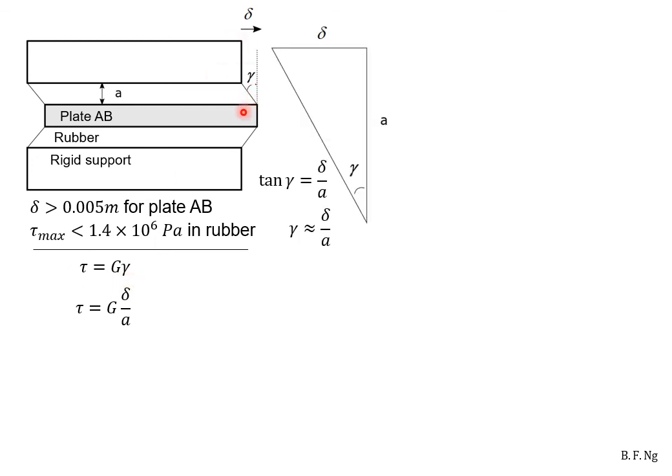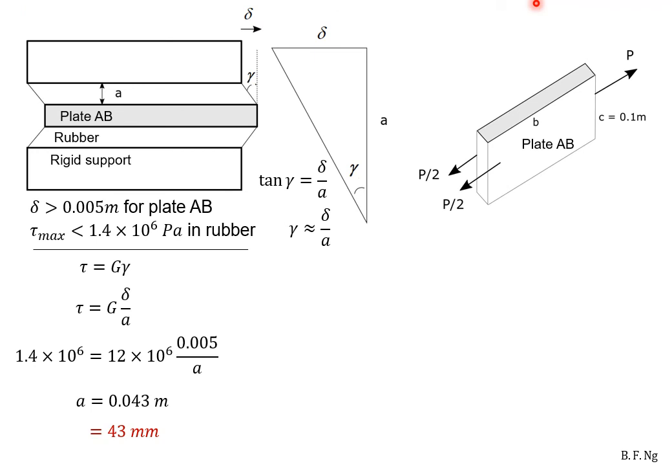If we look at the deflection over here, gamma is the shear strain in radians. Gamma can be expressed as tangent gamma equals delta, which is the amount of deflection, divided by A, which is the thickness of the rubber. Using small angle approximation, we can get gamma equals delta over A. Substitute this into the expression and we get this form. We then substitute in known parameters from the question for tau, for G, for delta, and we get A equals 43 mm.